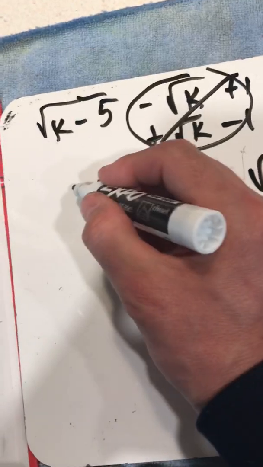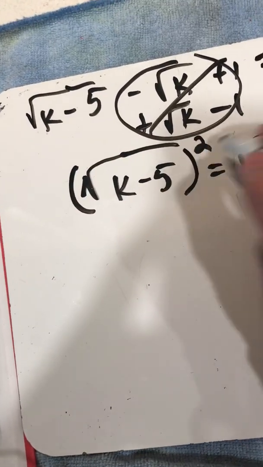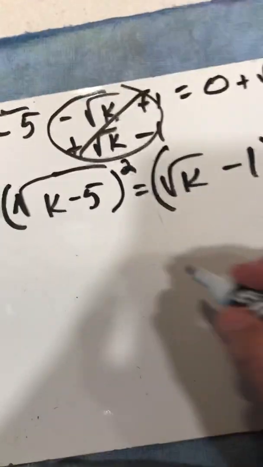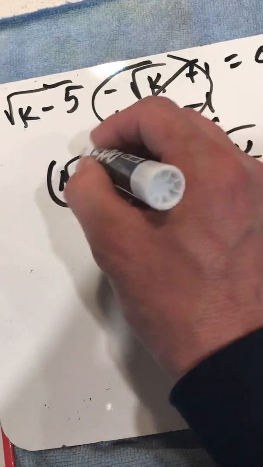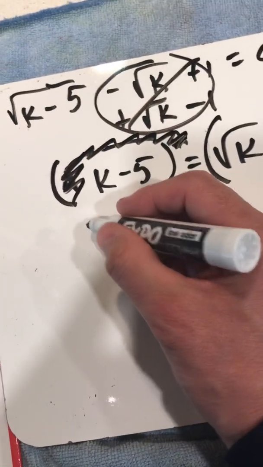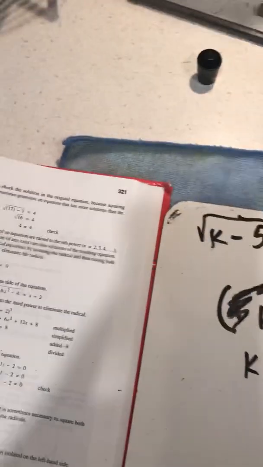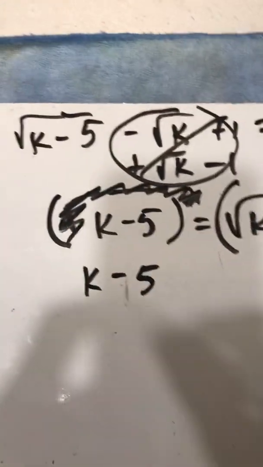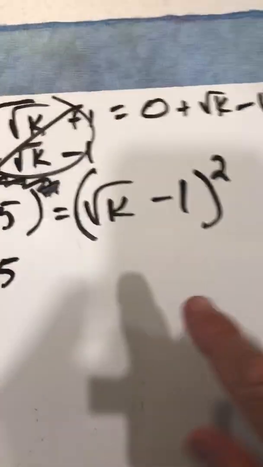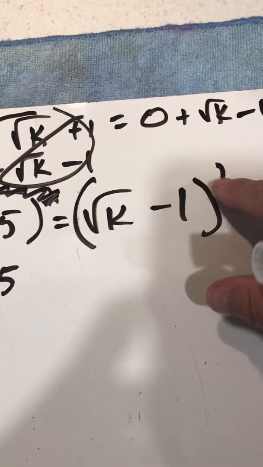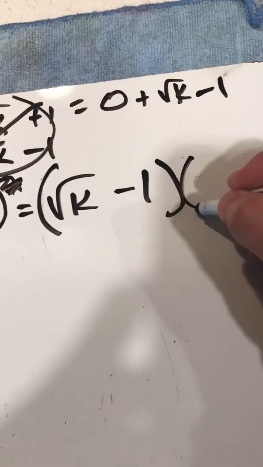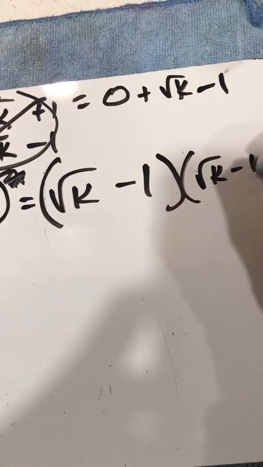So what undoes a square root? Squaring. But what you do to one side, you must do to the other. The square undoes the square root. So you're left with k minus 5 equals square root of k minus 1 squared. Well, that means square root of k minus 1 times square root of k minus 1.